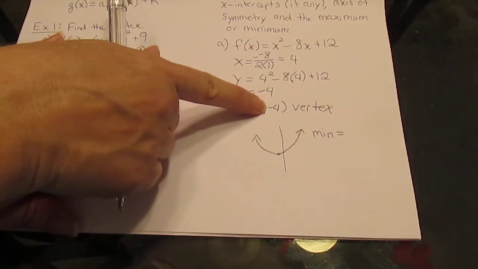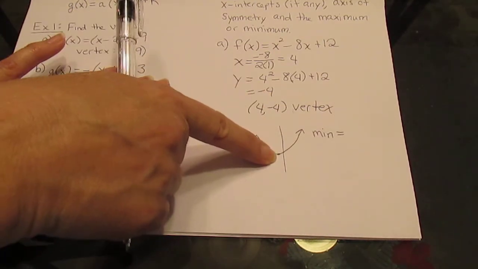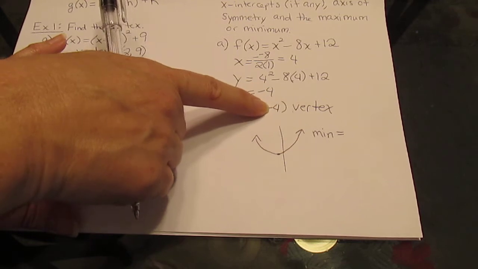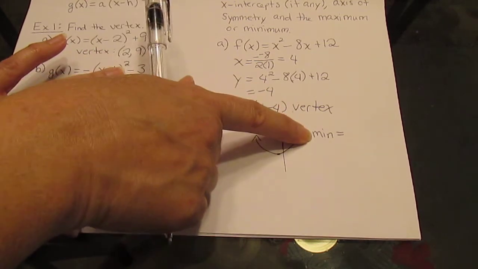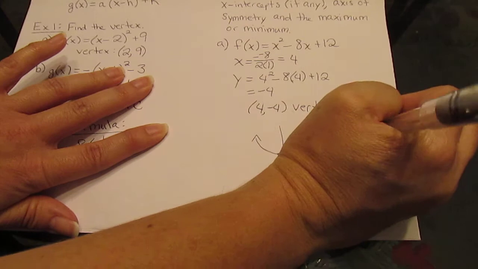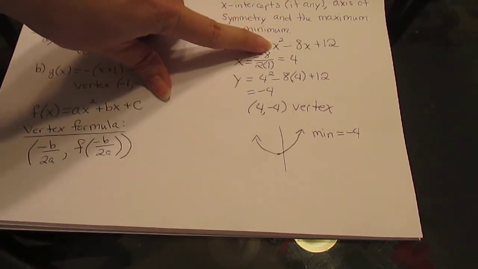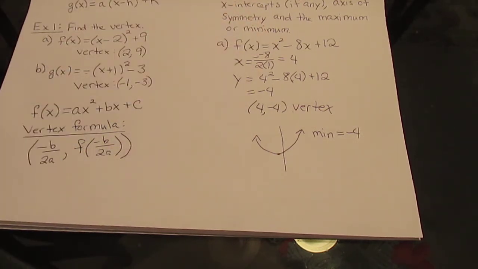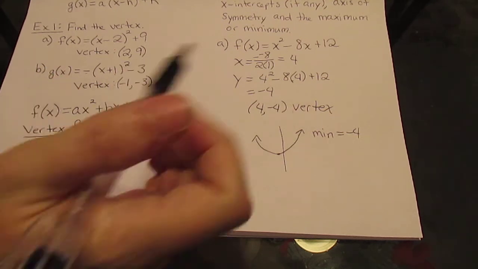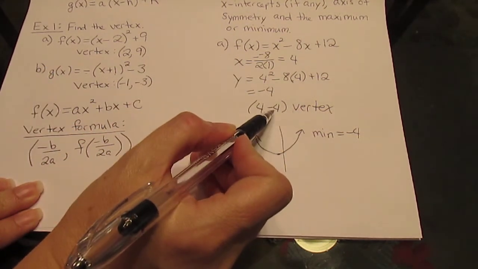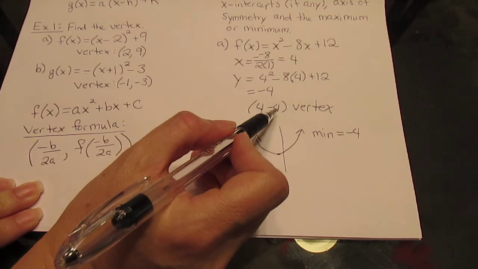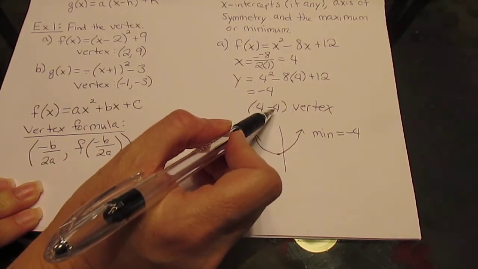And the minimum is always the y of your vertex. That's my vertex right here. So the y value, negative 4, is my minimum. Likewise, if the parabola had opened downward, and you had a negative a, you'd have a maximum, and the y value of the vertex would still be that maximum value. Okay, so the y of your vertex is your min or your max.